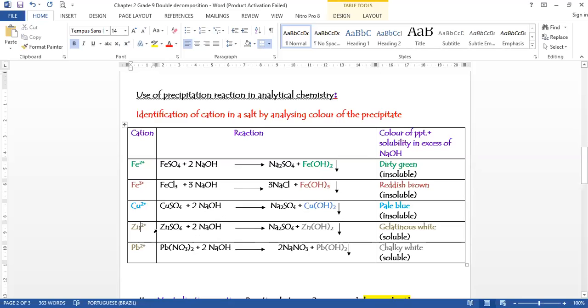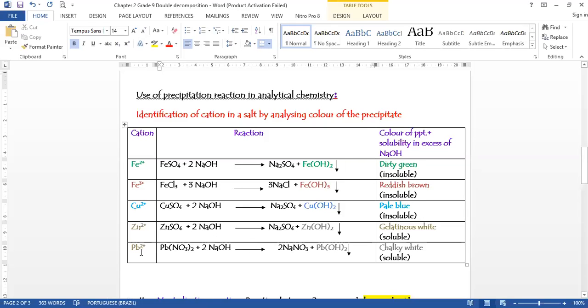Similarly, we are taking zinc ion in the form of zinc sulfate. So zinc sulfate reacts with sodium hydroxide, giving you sodium sulfate and zinc hydroxide. The color of zinc hydroxide PPT is gelatinous white. Gelatinous white is like Vicks. When you add Vicks into water, you observe that same kind of thing, that is called gelatinous white. The difference over here is that all these others are insoluble. This is the one which is soluble, which means that if I add more NaOH to the same PPT, the PPT will dissolve in that, and the solution will become completely clear.